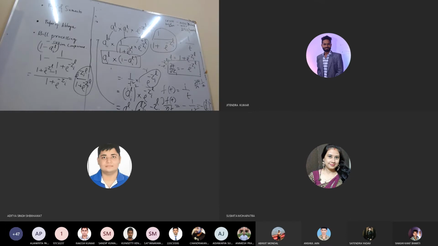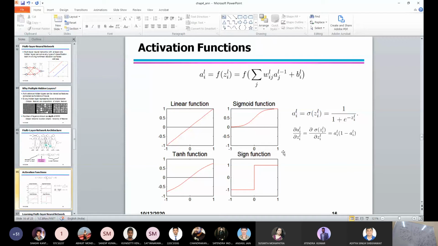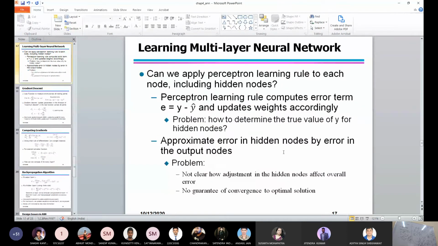So now we are talking about this one. What are we talking about actually? We understood each node, the connections, everything, but the thing is how to learn the weight, or how to update the weight. That was the problem. So for that we need this. Can we apply the perceptron learning rule to each node, including the hidden node? Earlier we were finding the error, and then according to the error we were adjusting the weight. It was really nice.